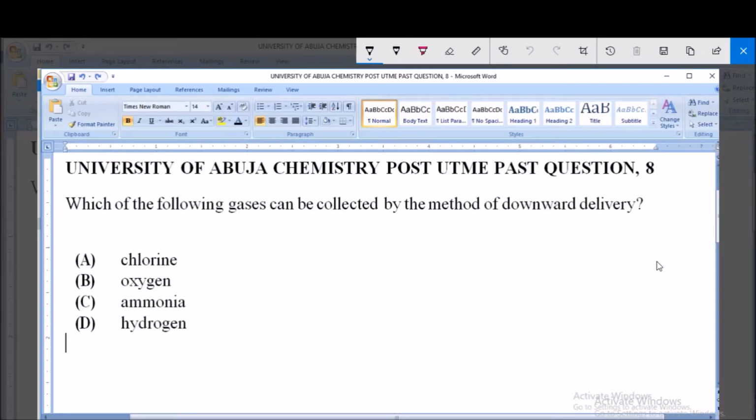Today we'll be solving University of Abuja Chemistry post-UTME past question 8. And the question says, which of the following gases can be collected by the method of downward delivery? A. Chlorine, B. Oxygen, C. Ammonia, and D. Hydrogen. Now, what is downward delivery?